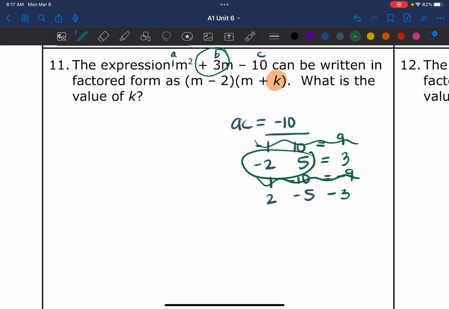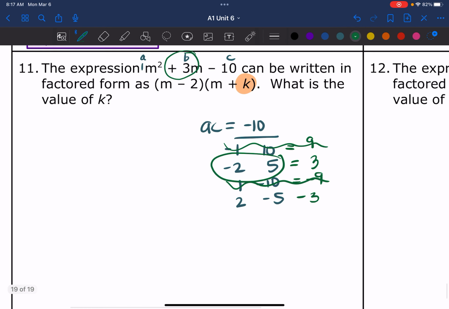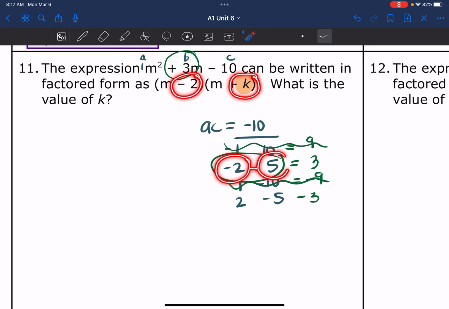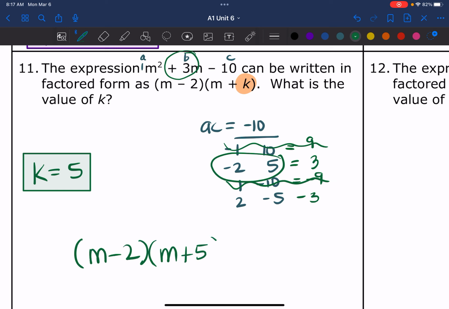So normally we would do this the long way, the way we did here. We would split it up. But in this case, see that -2? That's what they have in the parentheses here. So what does K have to be? It has to be the one that matches with that too. So it has to be 5. K would equal 5. So that factoring there would be m minus 2, m plus 5.